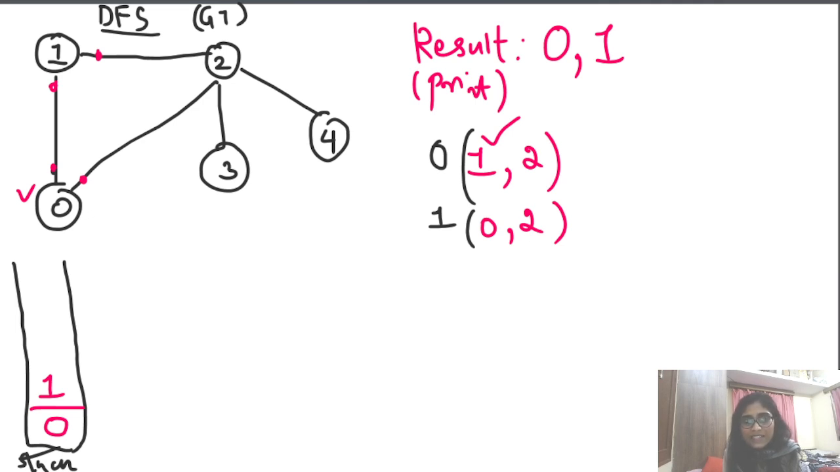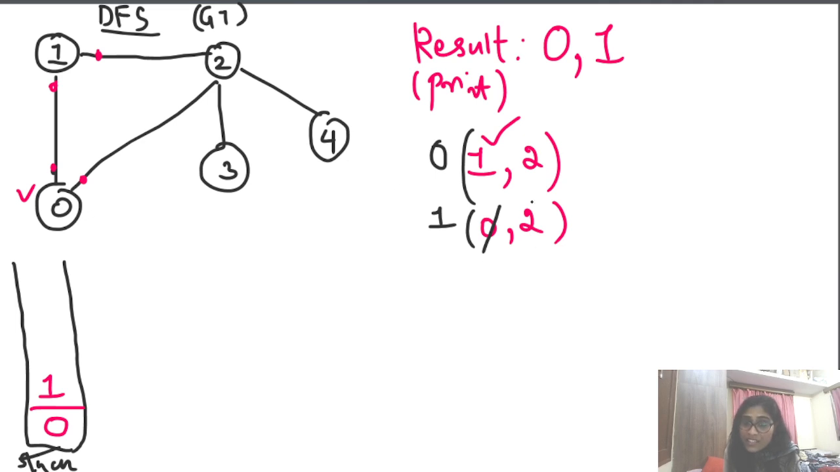Now let us try to explore one of them, 0 or 2. Now see, 0 is already part of the stack and got printed on the result. So there is no need of exploring 0 anymore because it's already displayed on the output screen. No need of exploring 0.